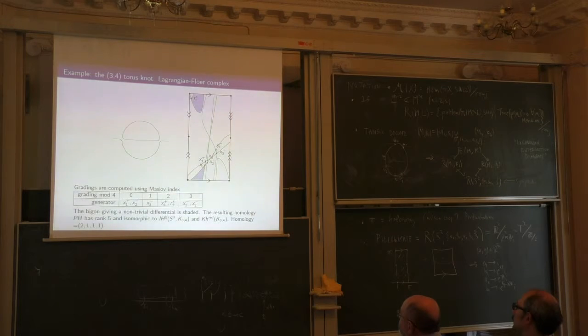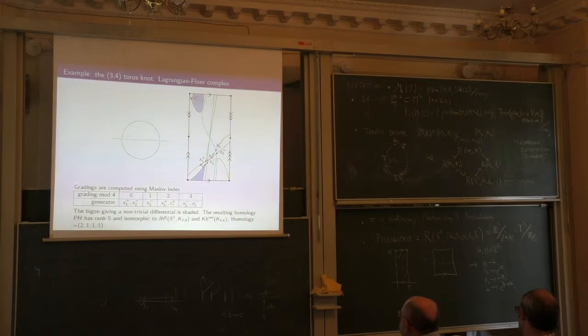And there's a Z4 grading, which I definitely won't explain because it's related to a sort of index calculation, index of, or spectral invariant of a 3-manifold. But it can be computed combinatorially from this picture. So there's a recipe that tells me exactly where to put each of these generators, mod 4. And the recipe is purely combinatorial, although we have to prove that it's correct.